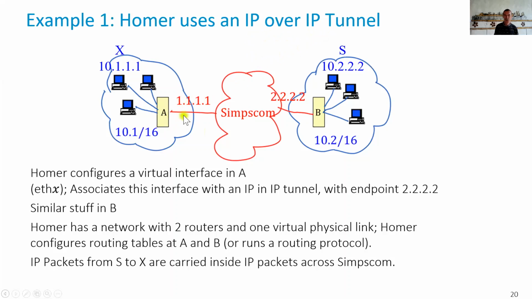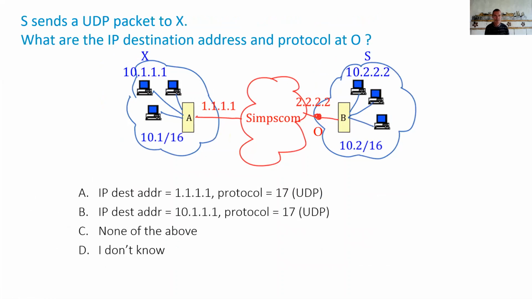An IP in IP tunnel means that at a router here, like A, I configure an IP address B here. Those are public IP addresses. And all the traffic that goes, for example, from X to S will be put inside this IP tunnel. So the packets are carried as payload inside the IP tunnel. This is called an IP in IP tunnel. And this is what is done in this example here.